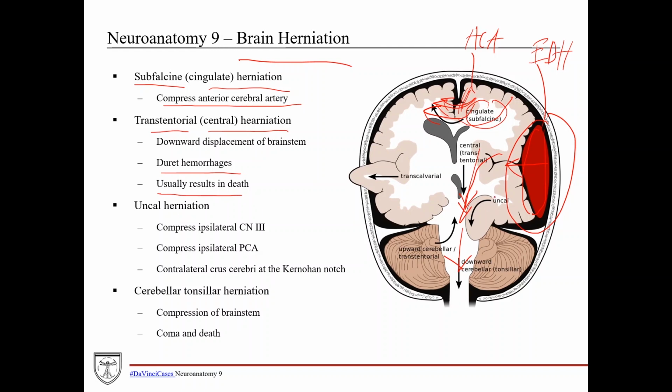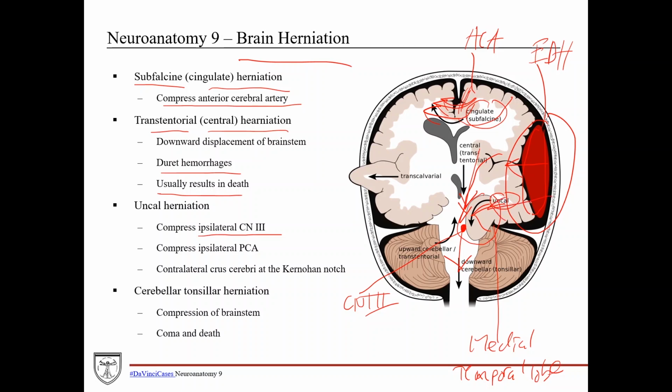Then you have uncal herniation, which you see here, which is where you have the medial portion of the temporal lobe. So this would be the medial temporal lobe. And you can see it's getting pushed out this way. Now, what's important here is that cranial nerve 3, we'll draw it here, is traveling in this region. So by pushing it outward, it can compress the ipsilateral cranial nerve 3, or oculomotor nerve. So that's how an epidural hematoma can cause an ipsilateral oculomotor nerve palsy.